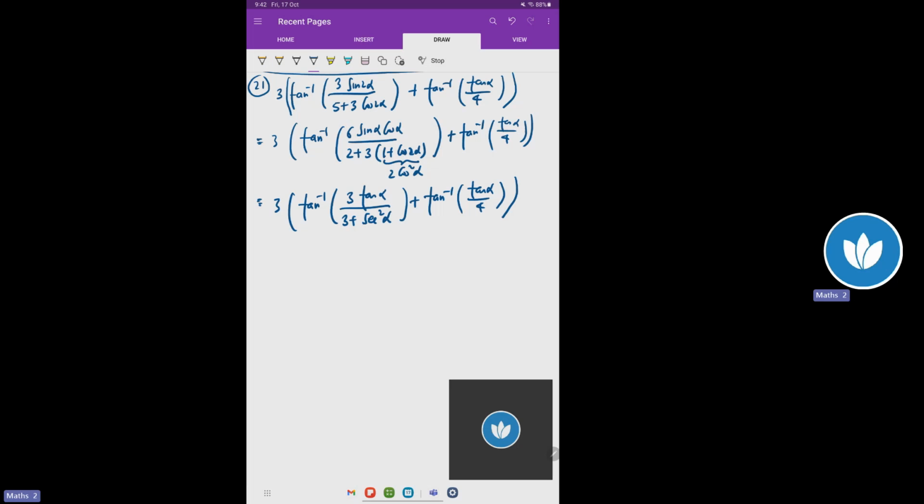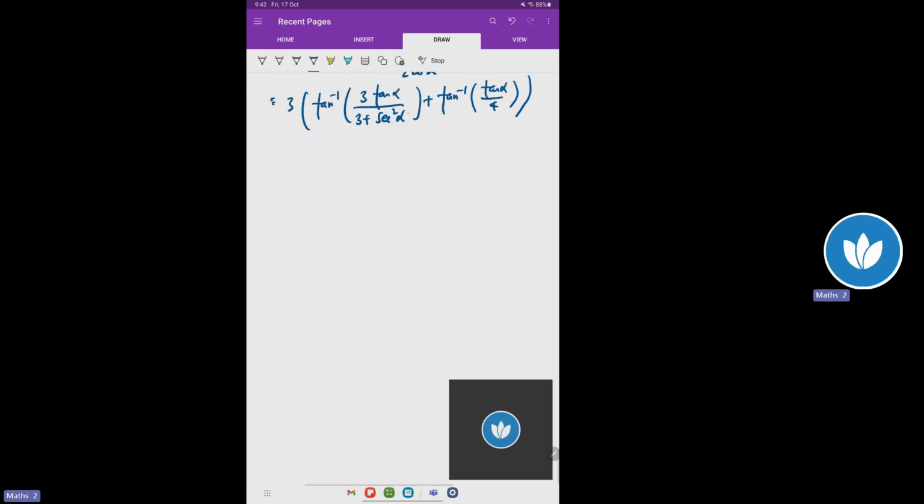Now we can replace this sec square alpha as 1 plus tan square alpha. So finally our denominator would be 4 plus tan square alpha. Let's divide by 4 simultaneously. So this would be 1 plus tan square alpha by 4. Yes, just tan square, tan inverse of tan alpha by 4.